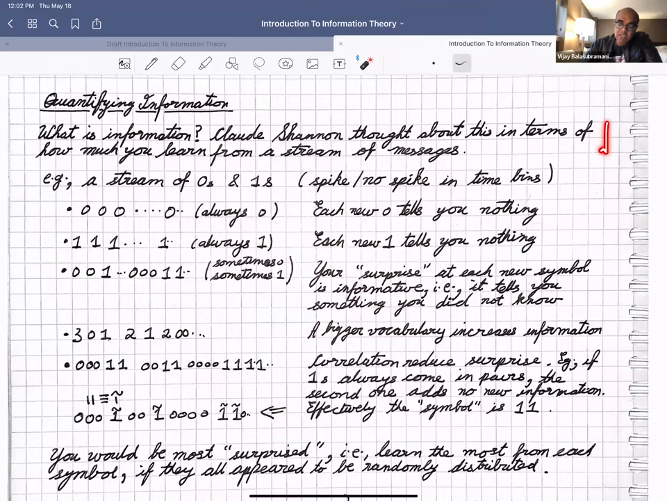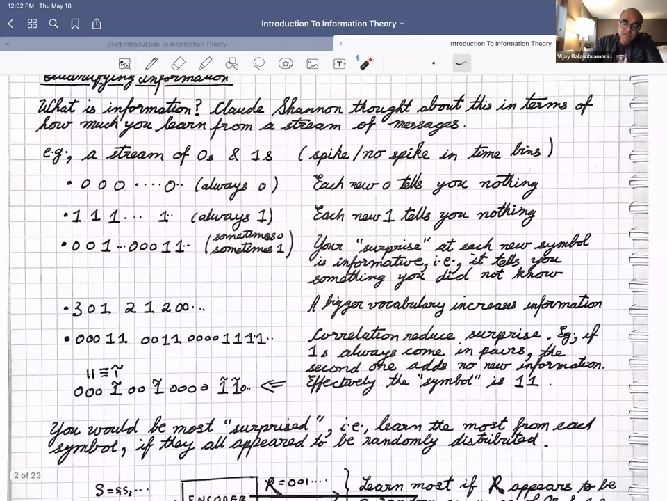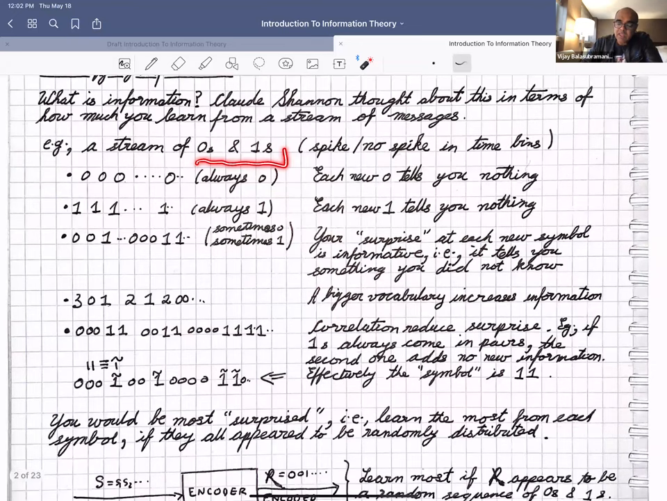So he considered, for example, a stream of zeros and ones. If you're thinking in terms of neurons, you might think about a spike, like a voltage spike and no voltage spike. If you're thinking in terms of digital messages, you would think in terms of, literally, zeros and ones in your digital signal and so on. So basically a binary signal stream. And you observe the following kinds of things.